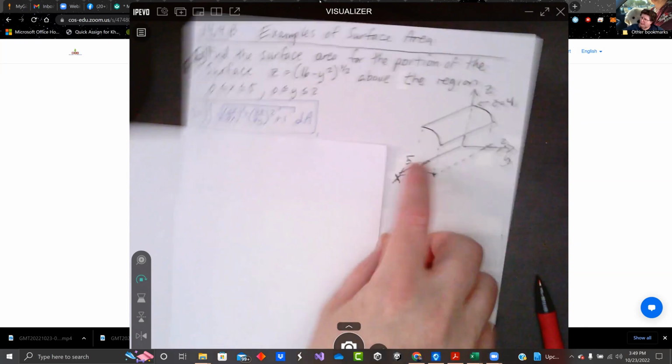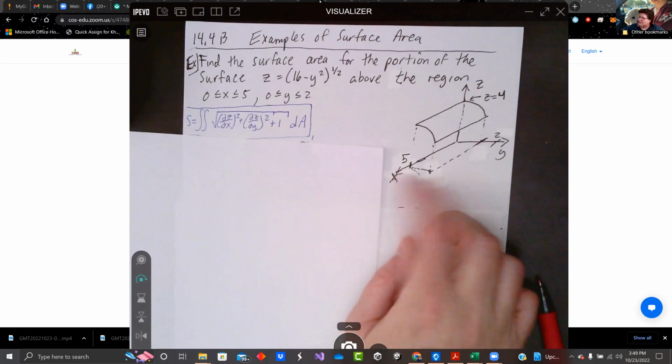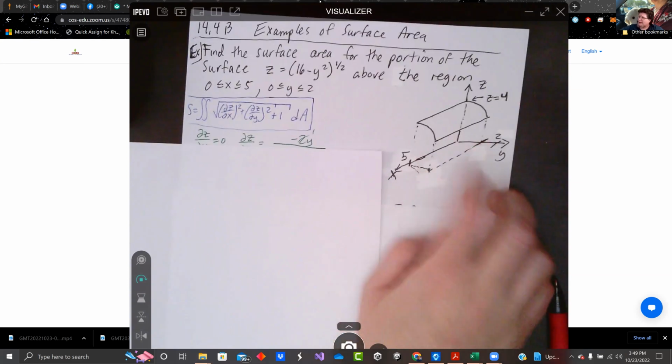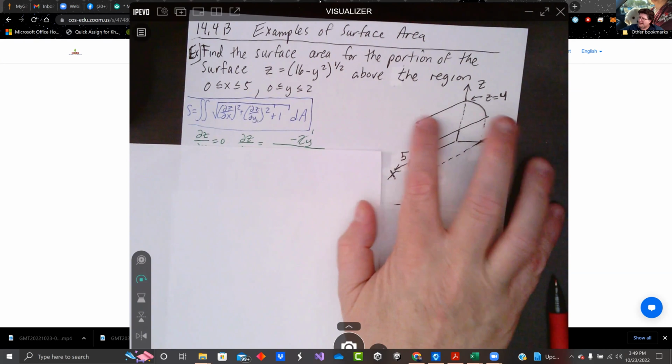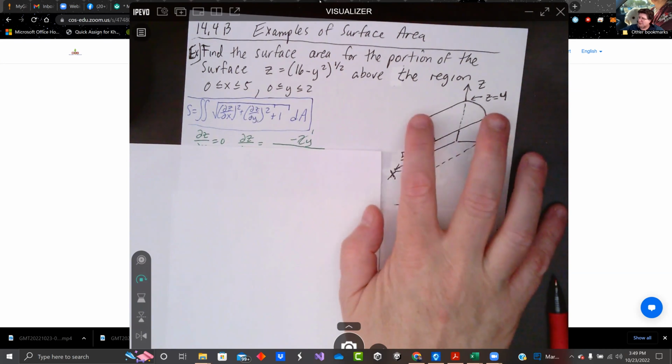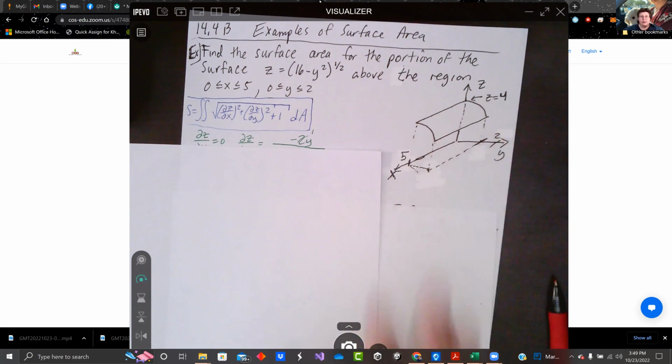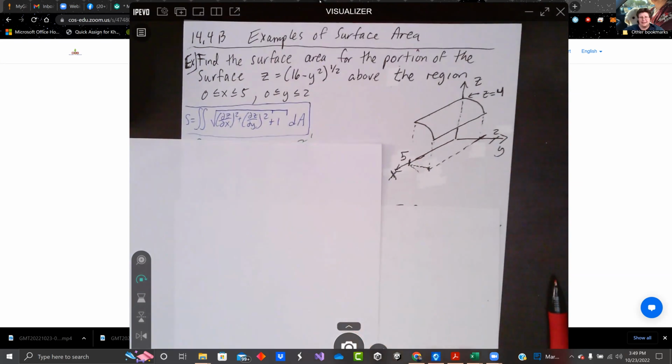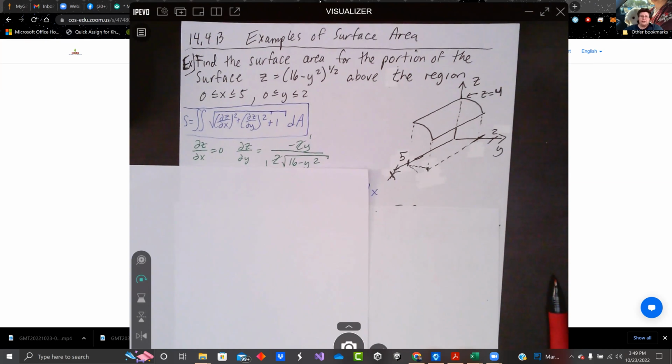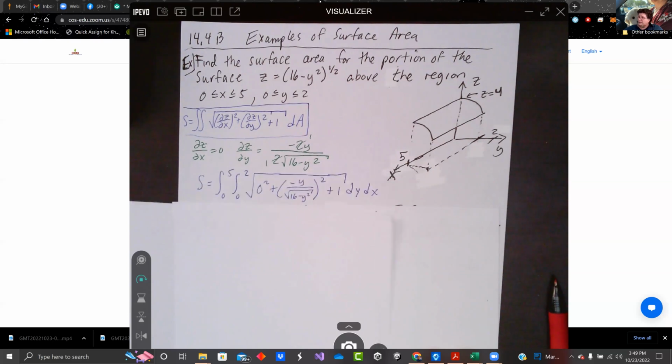So we've got our XY plane. We can see it down below. 0 to 5 and 0 to 2 for Y. The curvature of that 16 minus y squared is bringing down like a little curve on it. So we need dz dx and dz dy. There is no dz dx. It stays constant along x. For dz dy, we took the derivative, we got -1 over square root of 16 minus y squared.